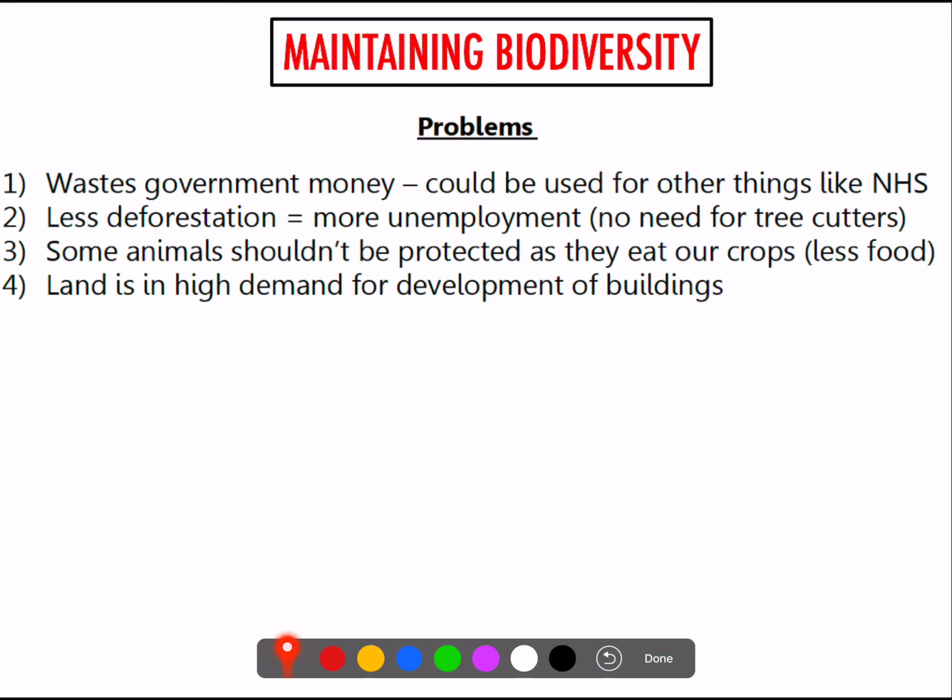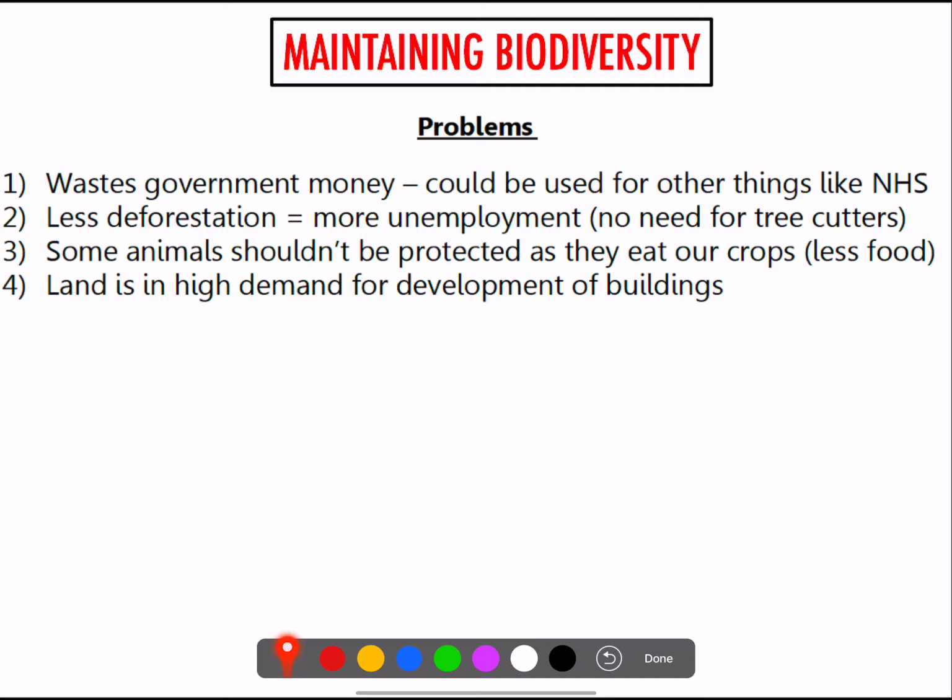But why don't we do that? The reason is because it wastes government money. So imagine, let's say the government spends a lot of money building protected areas. It could use that money for other things, for example, for the NHS. Also, if there's less deforestation, there'll be more unemployment because people are required for deforestation. So people will lose jobs.